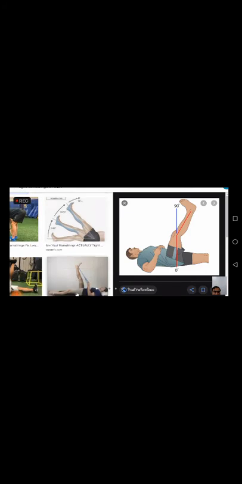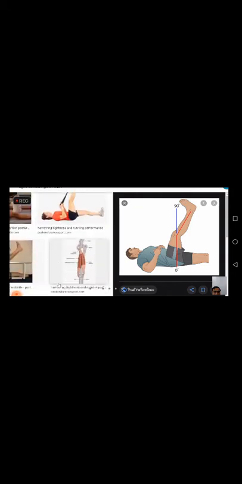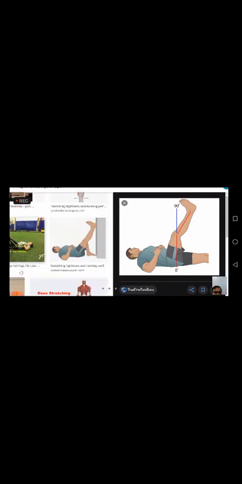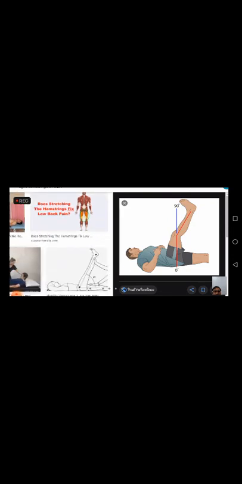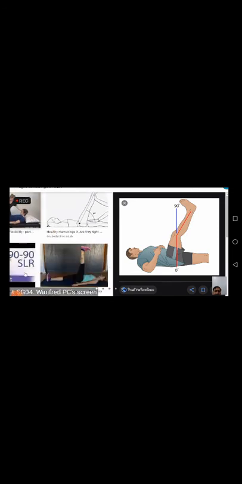Just by straightening the leg, Vinny, can we have another picture of our tight hamstring? Not this one, not this one. They are telling about the treatment part basically. Oh, not this. Okay, leave it, no problem.